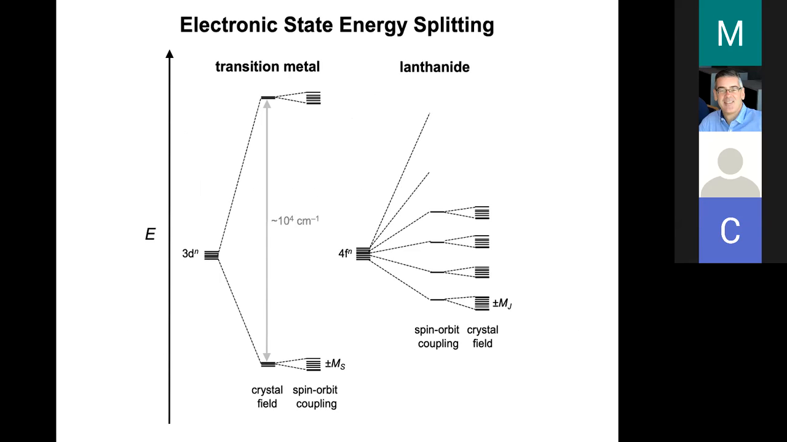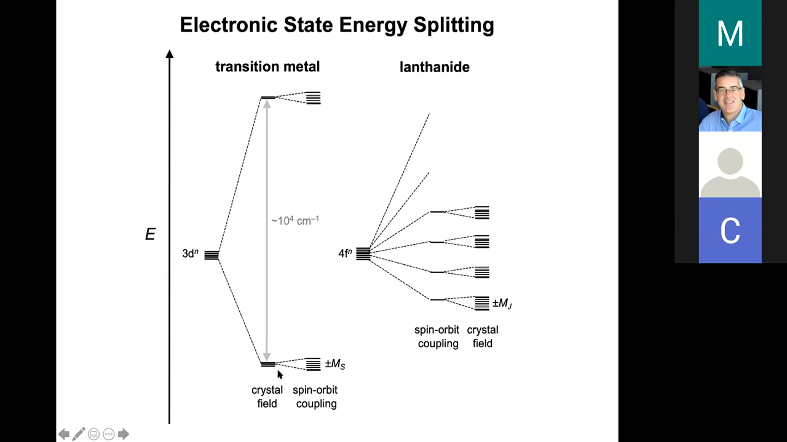And so just to take a step back, we can consider now the situation comparing a transition metal to a lanthanide metal. And so as we've seen throughout the course, these d orbitals, the 5 different d orbitals for a transition metal, are split in the presence of a ligand field. And that splitting is usually 10,000 wave numbers or so, right? So this very large crystal field splitting, as we've seen, generally quenches orbital angular momentum for transition metals.